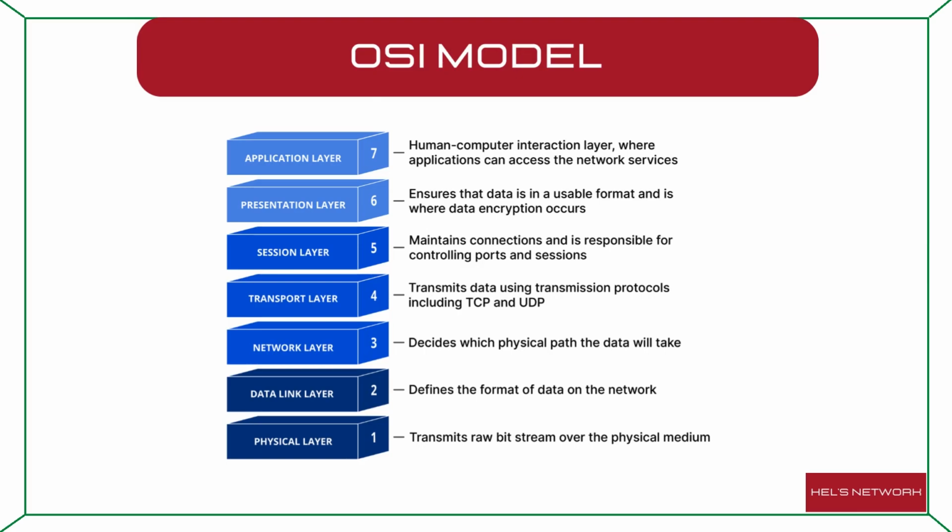Each layer performs specific tasks while interacting with adjacent layers, contributing to the successful transmission and reception of data across networks. Understanding these functions aids in troubleshooting, designing, and optimizing network systems. Remember, these layers work cohesively, each relying on the services provided by the layer below it and providing services to the layer above it. This interdependence ensures effective communication across networks.